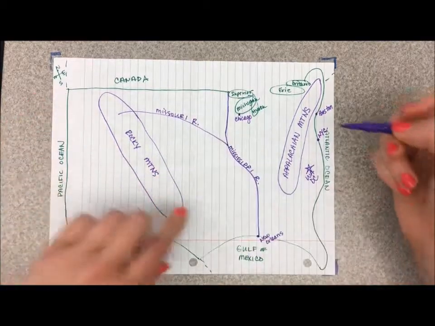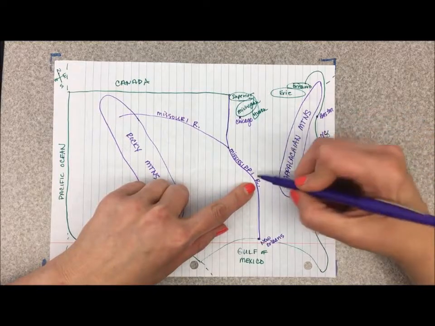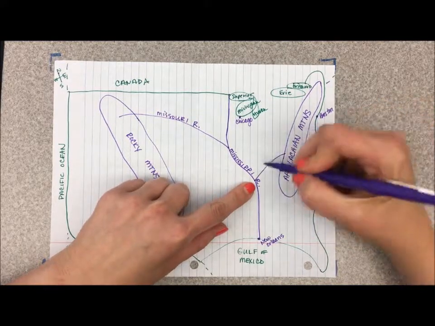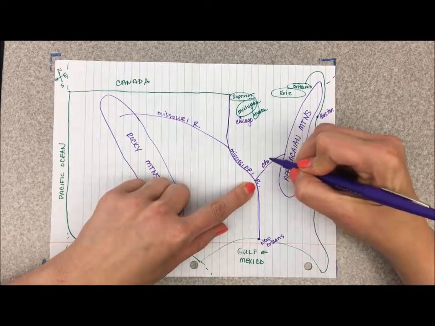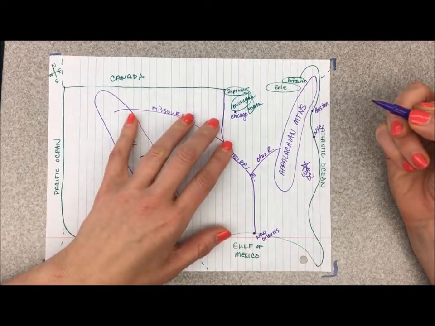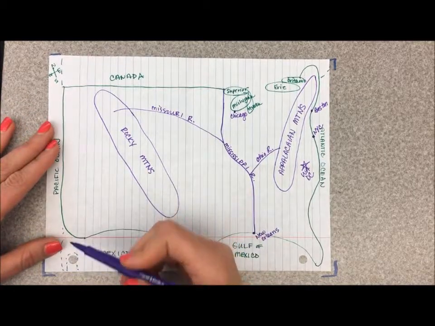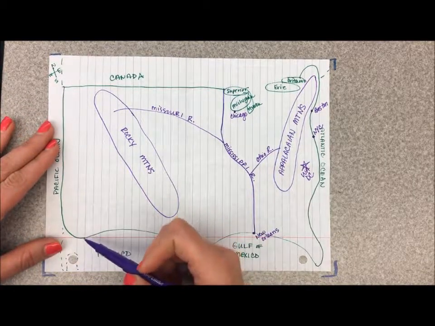Also going to label the Ohio River. It comes from about this nose part into the Appalachian Mountains, about like that. That will also play an important role in early American history. Now we're going to go over to the southwest corner, and we're going to label another river.